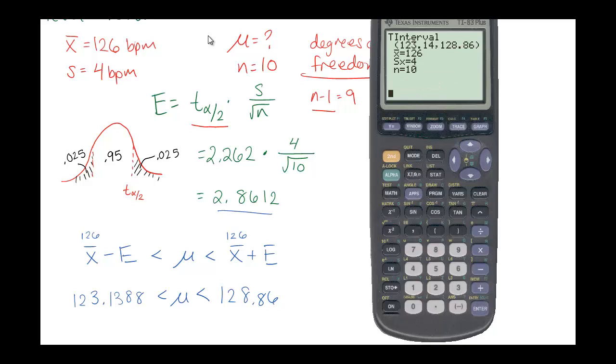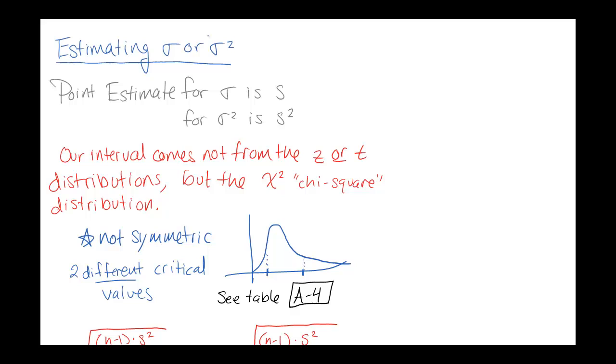So here's the interval this comes up with, 123.14, 128.86. These are the same numbers that we got from the formula. So again, I want you to understand how to go through this formula, and in particular how to find the critical values here. That's sort of the tricky part. But in practice, most of the time when we find confidence intervals, we're just going to use the calculator because it's so much faster. So the next thing I want to look at is finding a confidence interval for standard deviation or for variation. It would be the same process for either.